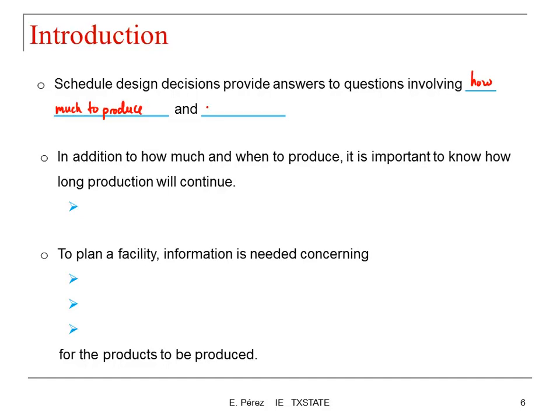And when to produce. So it's not the same to have to produce 1,000 units for tomorrow or to produce the same number of units in 2 weeks. So timing is also important. In addition to how much and when to produce, it's important to know how long the production will continue.